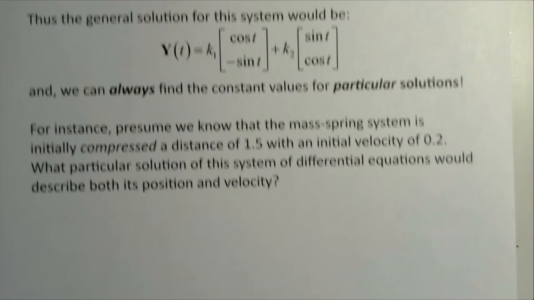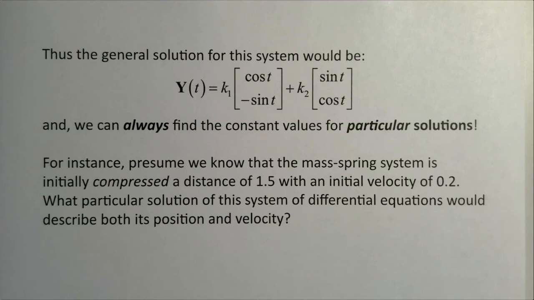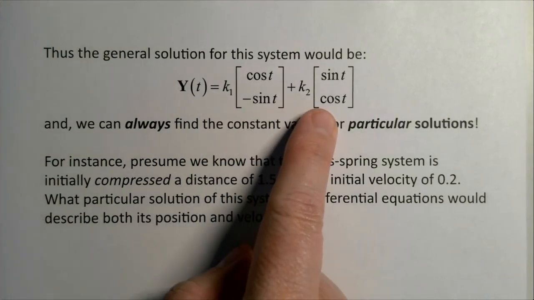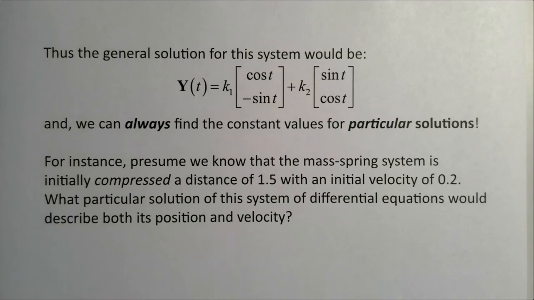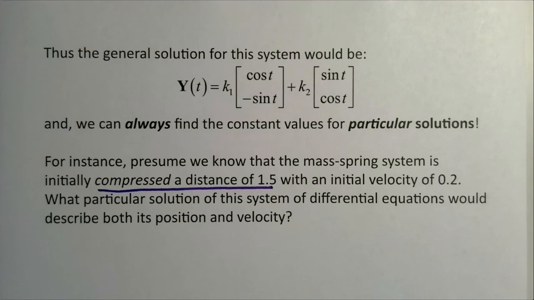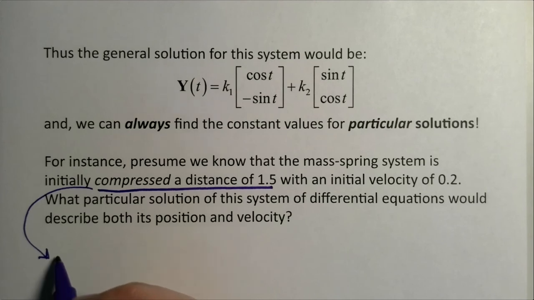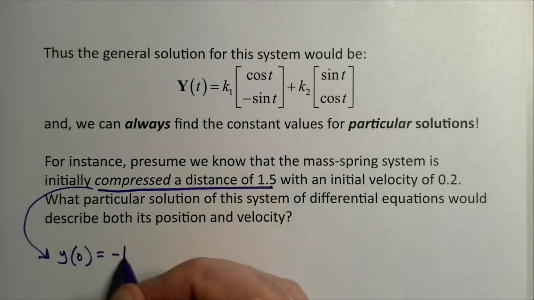it says at the top, the general solution for this system would be constant times that first part plus constant times the second, right? And so we can always find the constant values for these particular solutions, K1 and K2. So for instance, let's presume that we know that the mass spring is initially compressed a distance of 1.5. So that's telling me that my y of 0, at time 0, I'm compressed a distance of 1.5. So that would be negative 1.5.